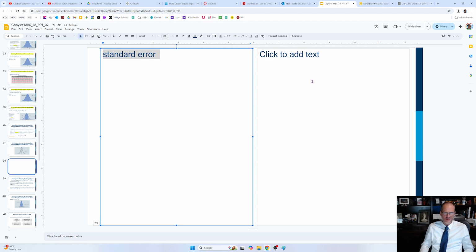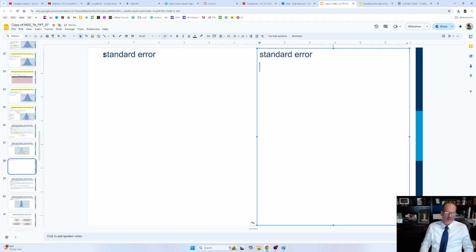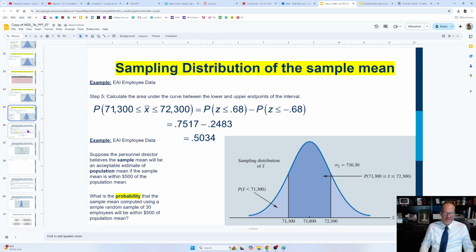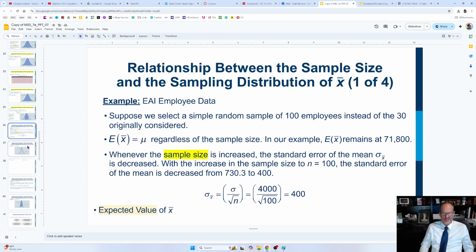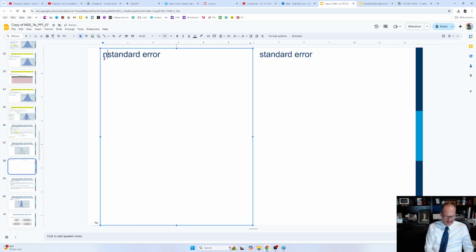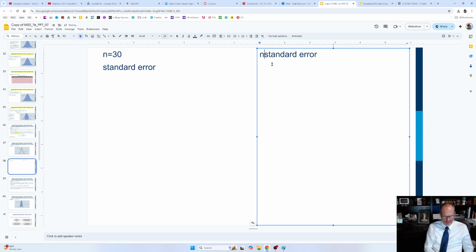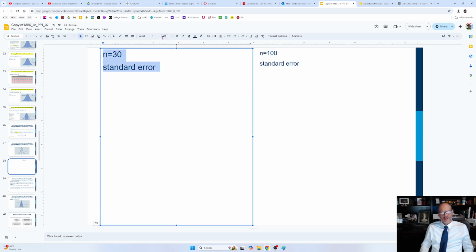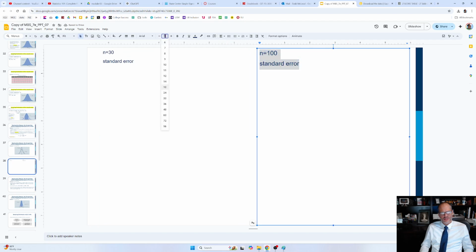So let's have one situation where we need to calculate the standard error for each of these. I'm going to do this one over here. We're going to have one situation with a sample size of 30, so n is equal to 30, and here we're going to do n equals 100. And then we'll make this a little bit smaller so we have more room to work with. I think I'll make this 14 actually, and then we'll make this one 14.